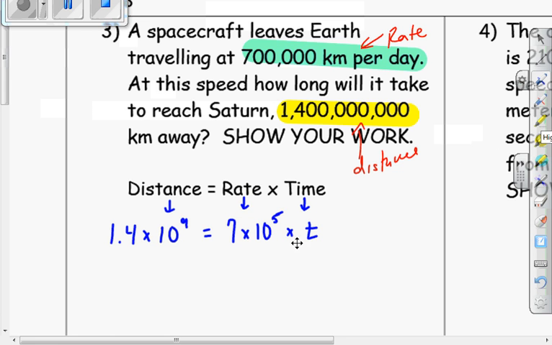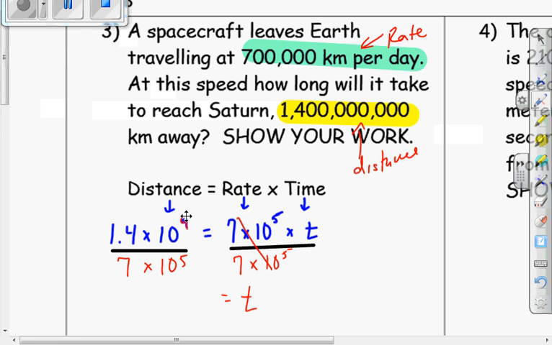So this is a multiplication equation, which means to solve it, we're going to need to use some division. So we're going to divide both sides by 7 times 10 to the 5th. Divide by 7 times 10 to the 5th on the right side, and we're just left with t, time. This is a 9. Let me fix that.